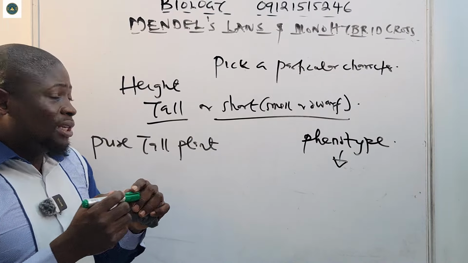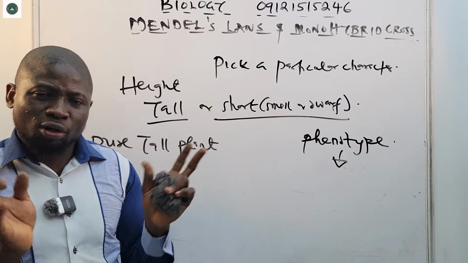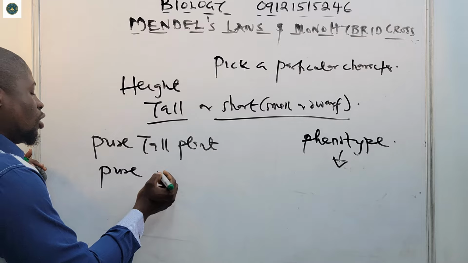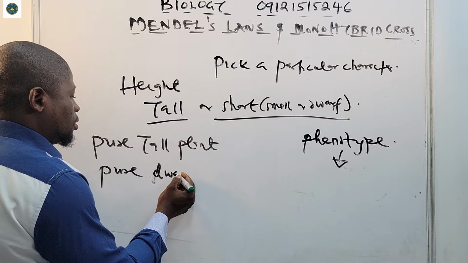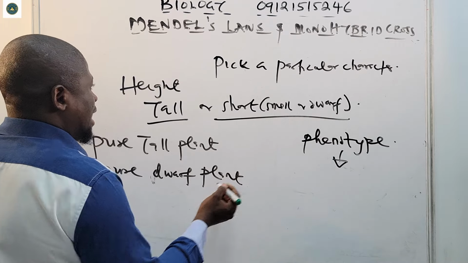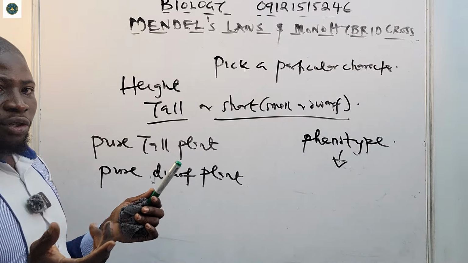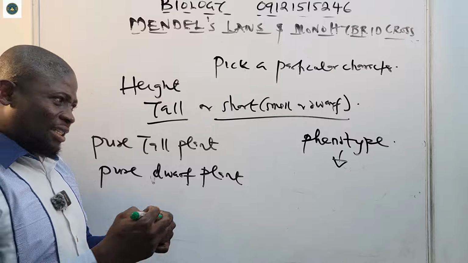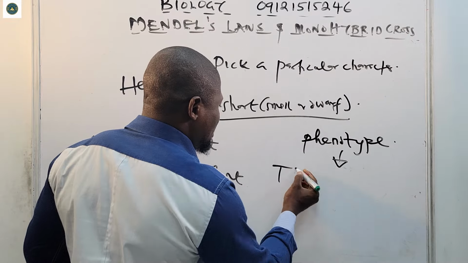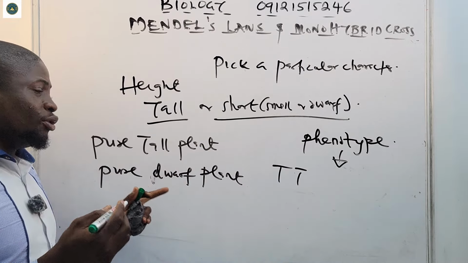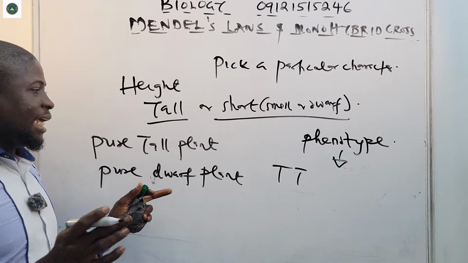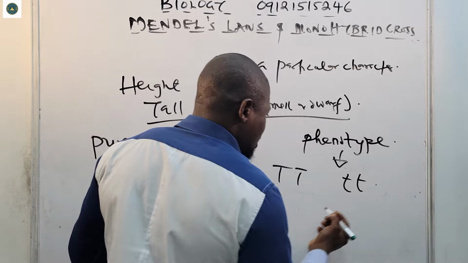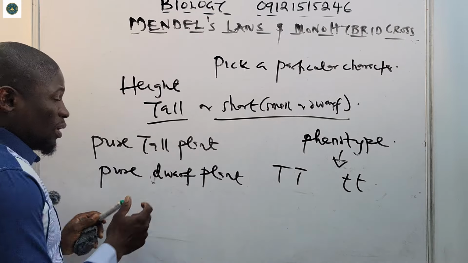So the phenotype here is pure tall. You are seeing it is pure tall. So it took a pure tall plant and it took a pure dwarf plant. I already told you that if you are taking a pure tall plant, the genotype will be TT. It is pure, so it has to be homozygous. It's a pure breed. For the pure dwarf plant, it will be small t, small t, homozygous, since it's a pure dwarf plant.